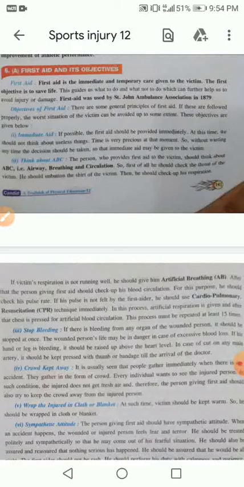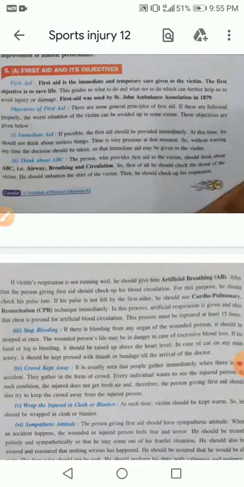Second is think about ABC. A means airway, B means breathing, and C means circulation. The person who provides the first aid should think about ABC. First of all, he should check the throat of the victim and unbutton the shirt of the victim.